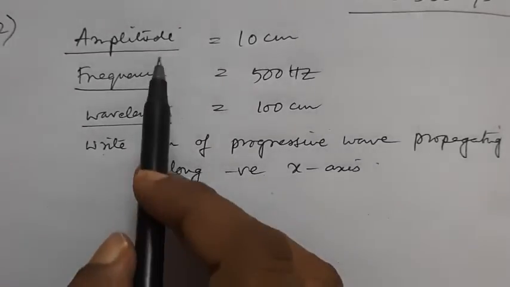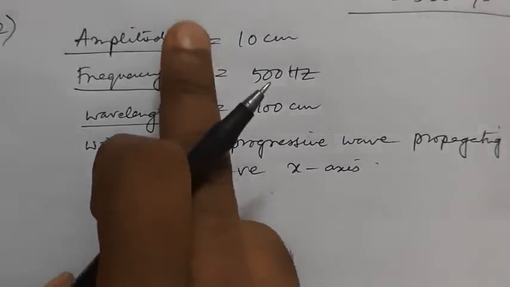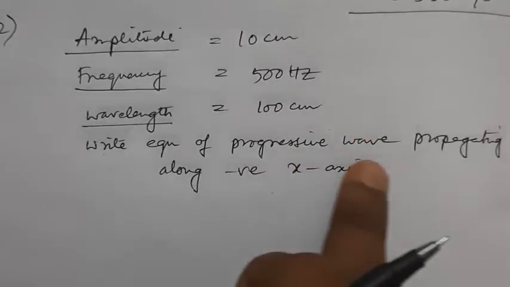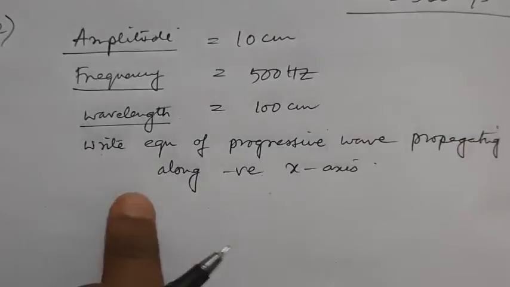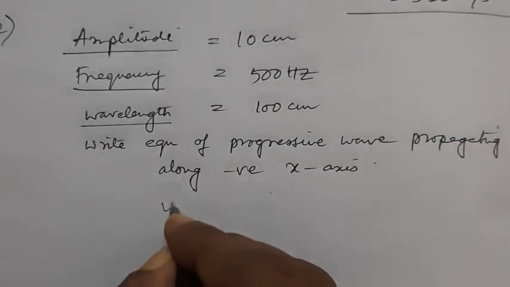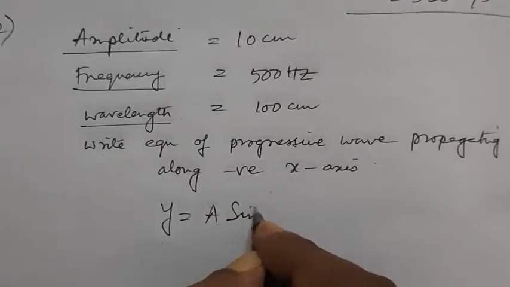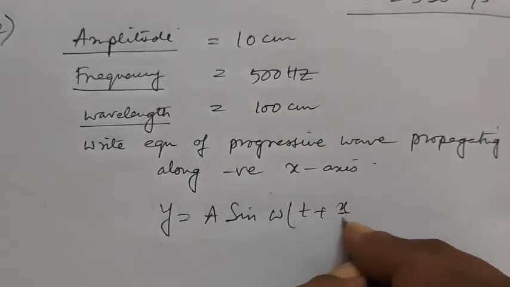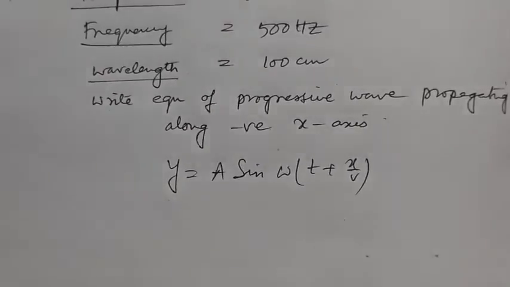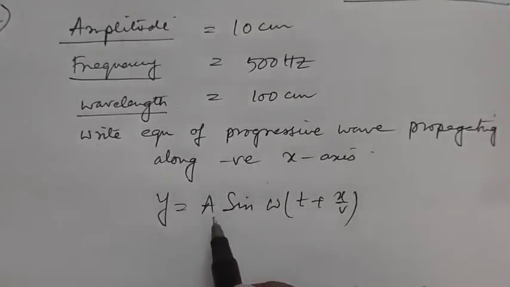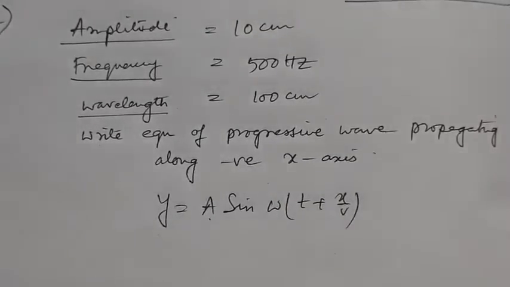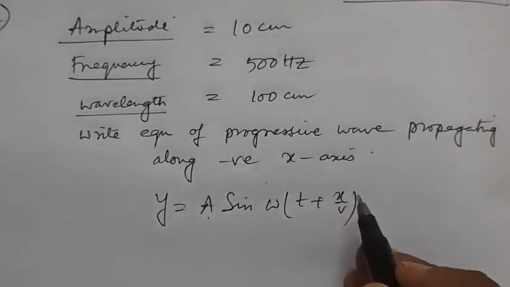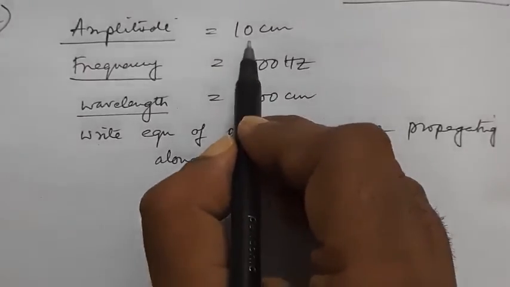Now the second problem. We are given the values of amplitude, frequency and wavelength: 10 centimeter, 500 hertz and 100 centimeters. Write the equation of the progressive wave, where the wave is propagating along the negative x-axis. So the equation can be written as y is equal to a sine of omega into (t plus x by v), negative direction of the x-axis. So we have to find out the values of these terms a, omega and v, because here t and x are variable quantities. What is a? Already given, 10.